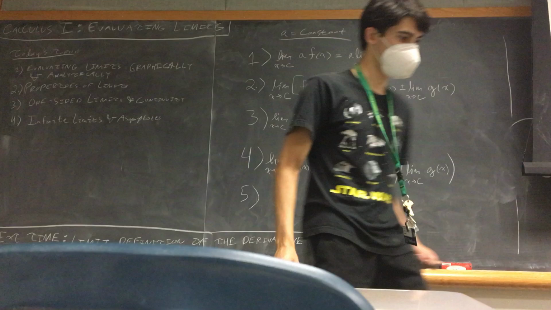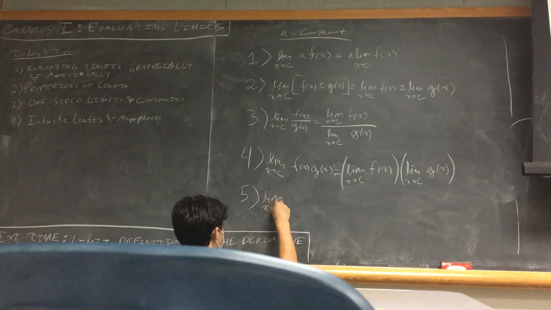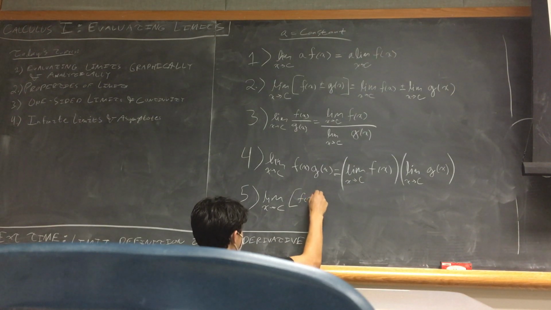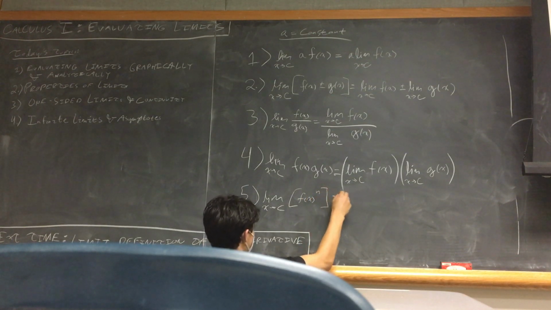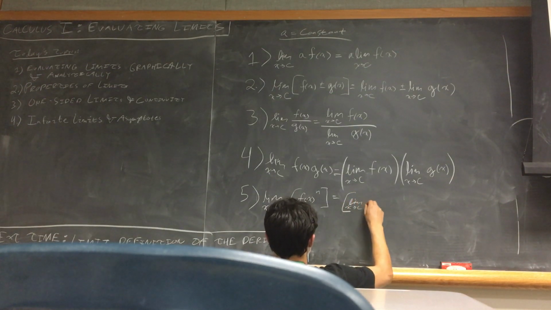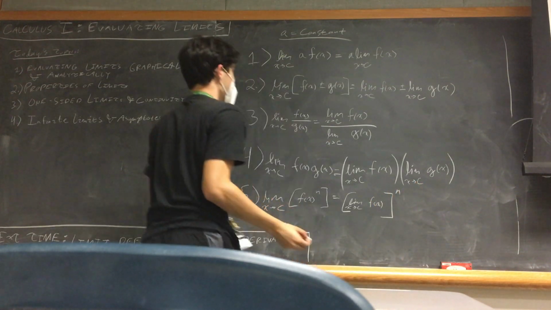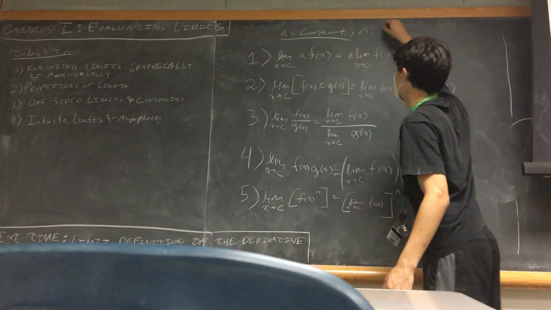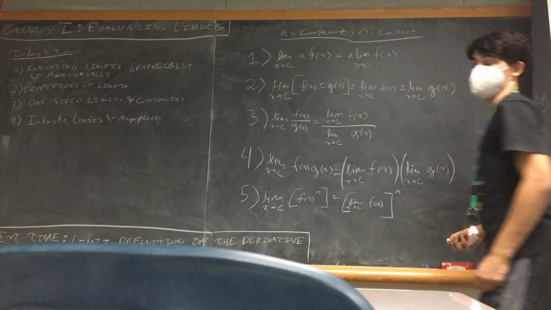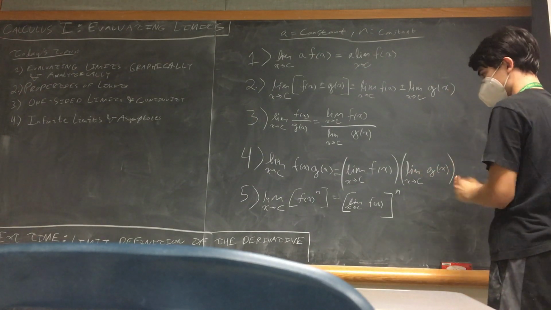And property number 5, the limit as x approaches c of f of x to the n is equal to the limit as x approaches c of f of x raised to the n power, where n is also a constant. So these are the 5 properties of limits.